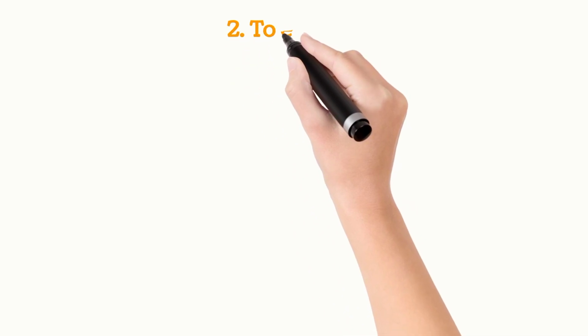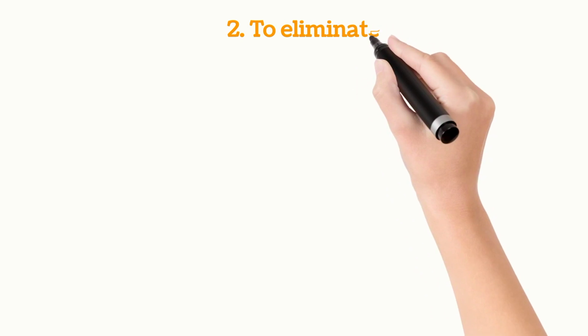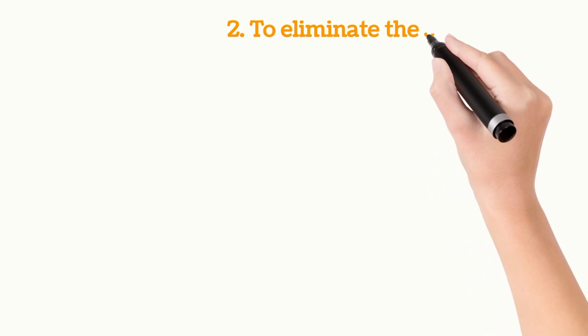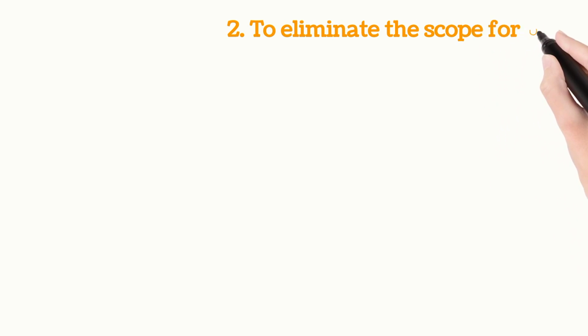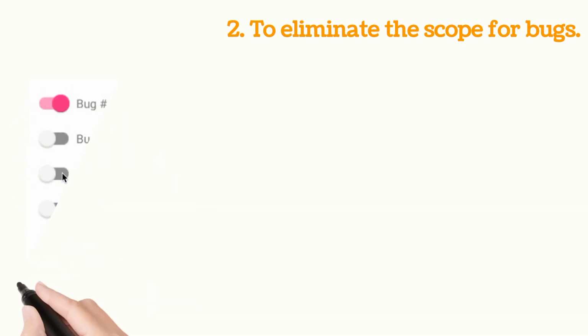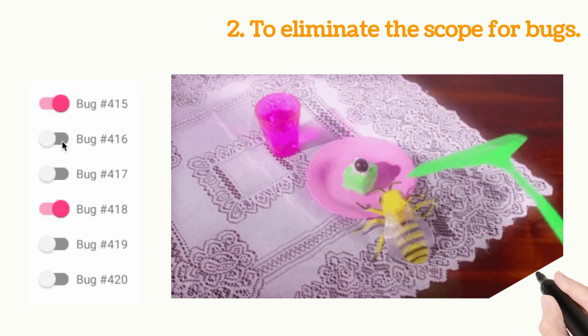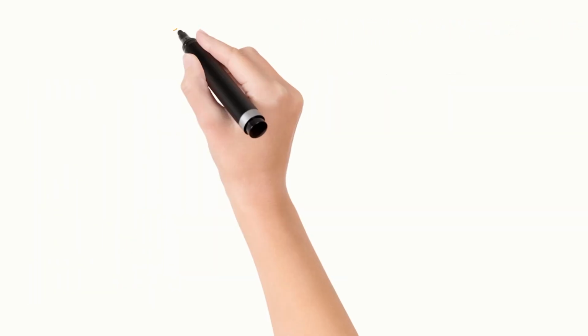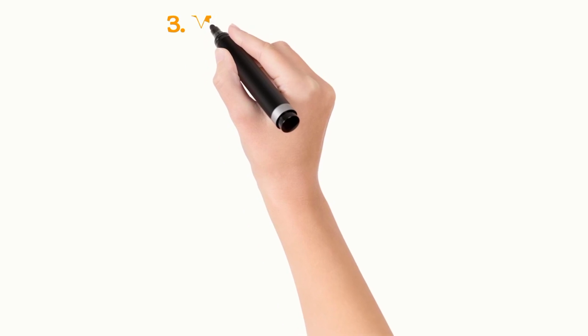Similarly, there are other reasons. The second reason is to eliminate the scope for bugs. For example, we have no pointer arithmetic and goto, and we have automatic garbage collection and generics. These things were found weird at that time, but they helped us to eliminate the scope for bugs.